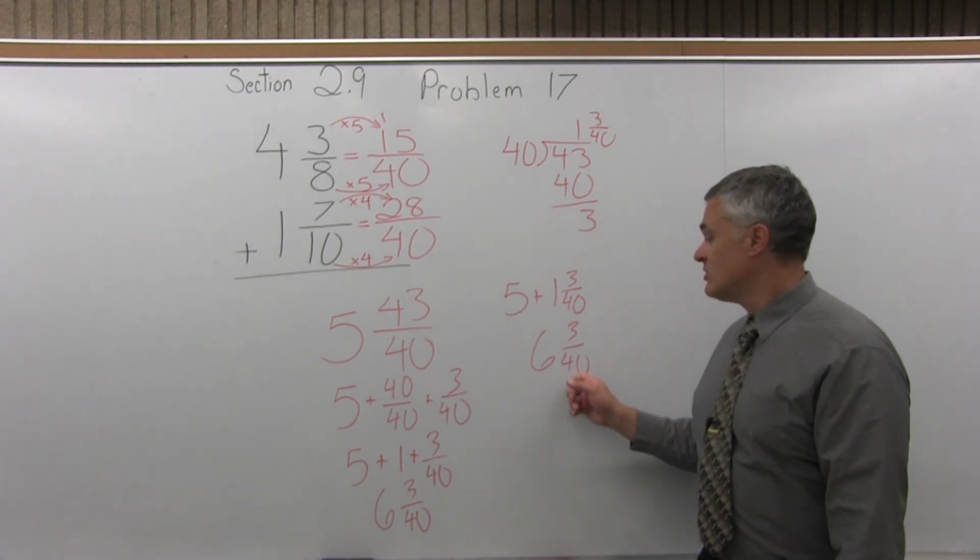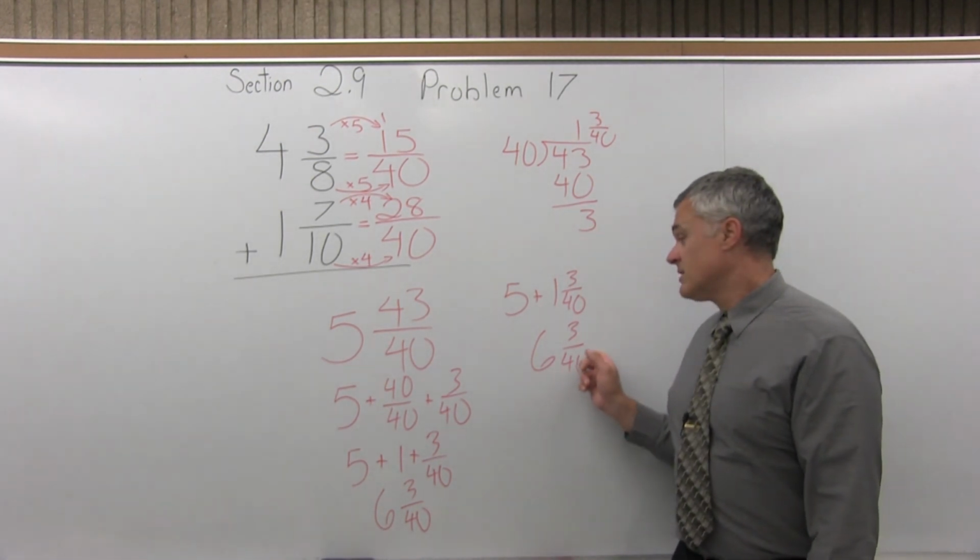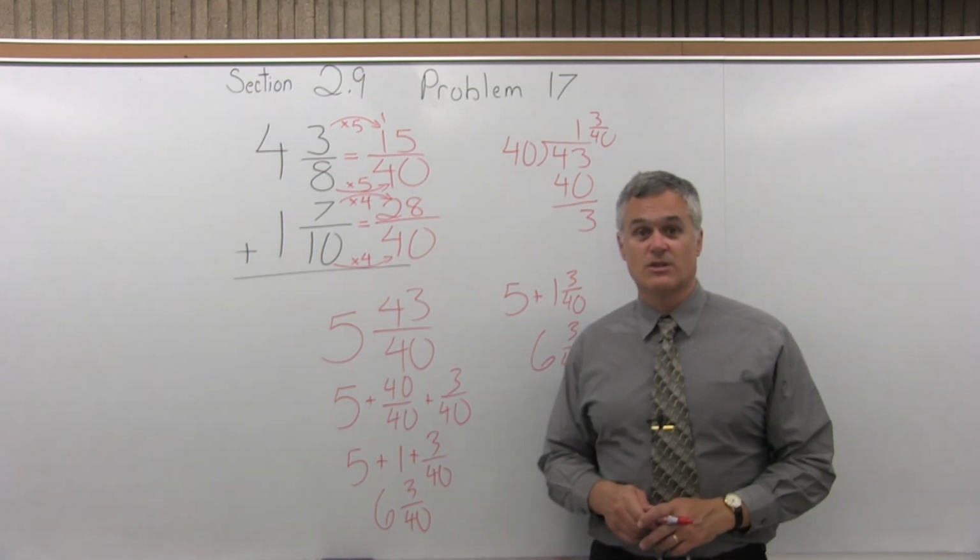And again, ask, can you reduce the 3/40? No, it doesn't reduce. So the final answer is 6 3/40.